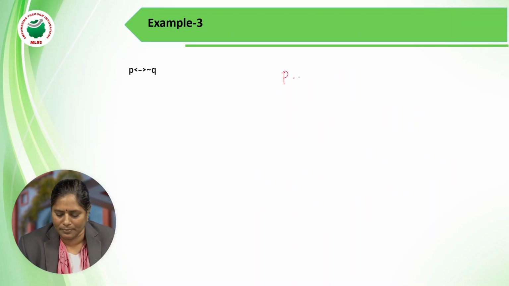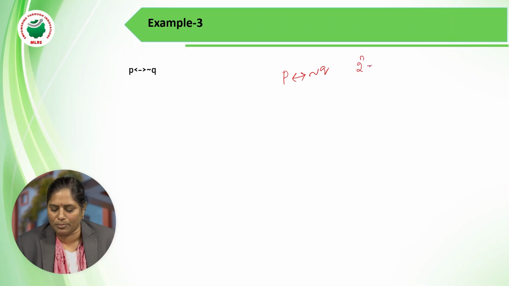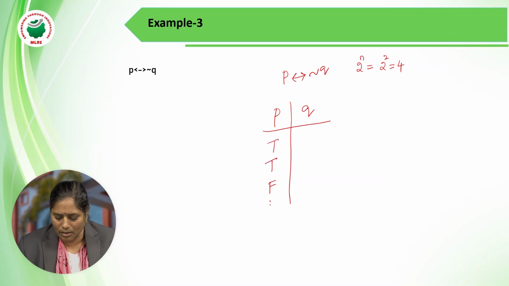P implies negation Q. In this statement, we have only two variables. So the total number of possibilities is 2 power n, that is 2 power 2, so we get a total of 4 possibilities. I am writing the possibilities here for P and Q. First possibility is true, true. Second is false, false. And for Q, one time true, one time false, again one time true, one time false.